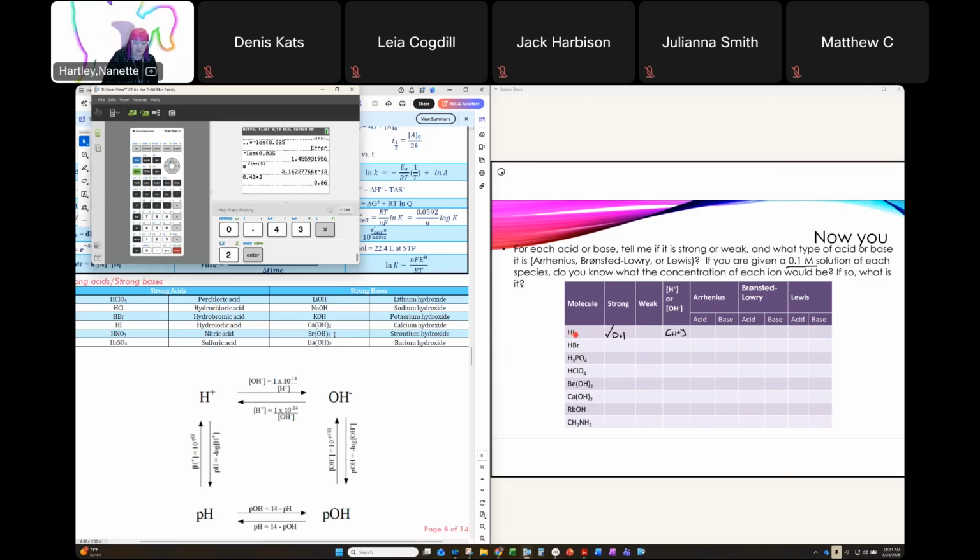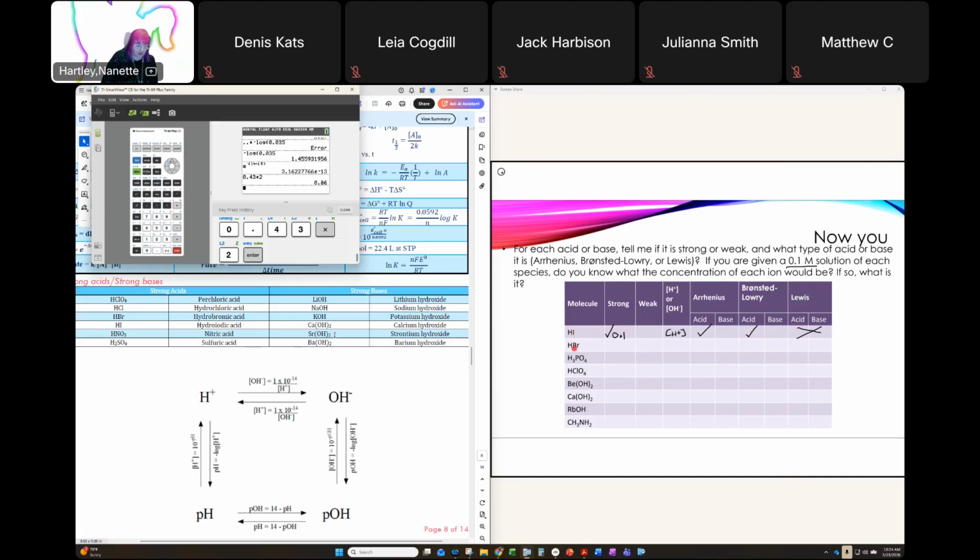Does it fit the definition of an Arrhenius acid? Yes, because it's a proton donor. So yes, it fits this. Does it fit the definition of a Bronsted-Lowry acid? Yes, because it's a proton donor. For Lewis, no, not necessarily. So we take that out of there. By definition, it is not that.